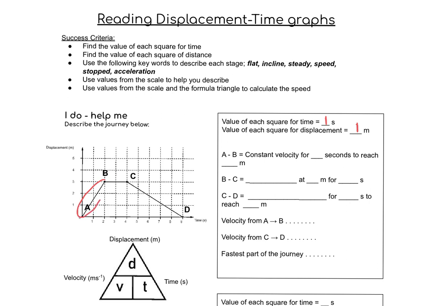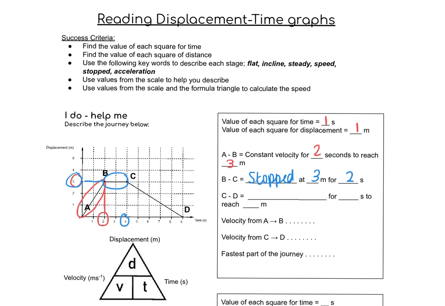From A to B, this bit here, we've got a straight line at an incline. So that's a constant velocity. And we can have a look. It's going for 2 seconds and it reaches 3 metres. From B to C, we now have a flat line and it stays at 3 metre displacement. So that means our object has to have stopped. It's stopped at the 3 metre mark, and we can have a look. It's stayed there from 2 seconds to 4 seconds. So if we do 4 take away 2, it stopped there for 2 seconds.